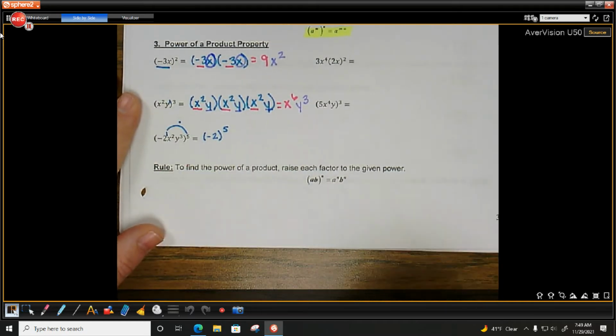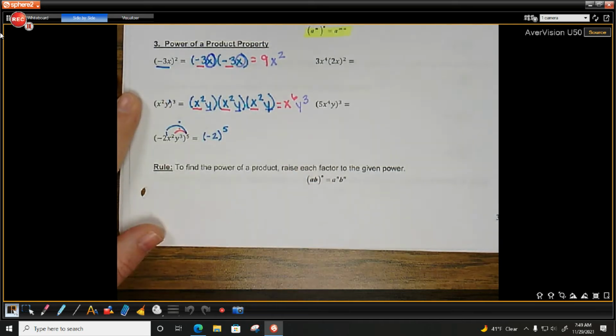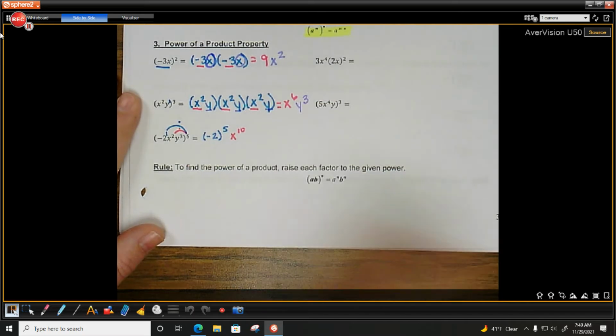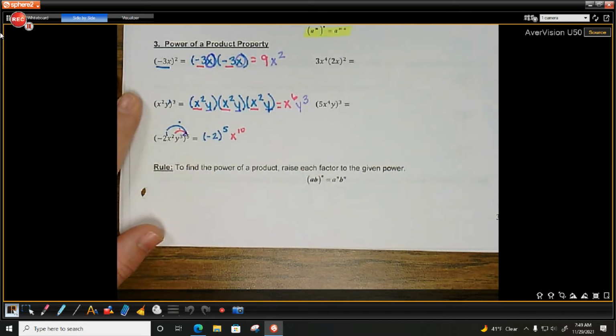Then I need to multiply my x's exponent. So x to the 2nd to the 5th becomes what? X to the 10th. And then y to the 3rd to the 5th? Y to the 15th.